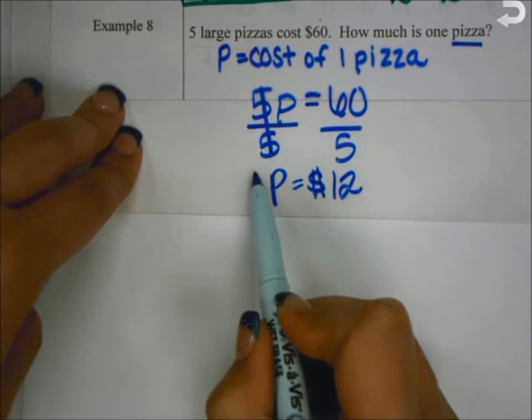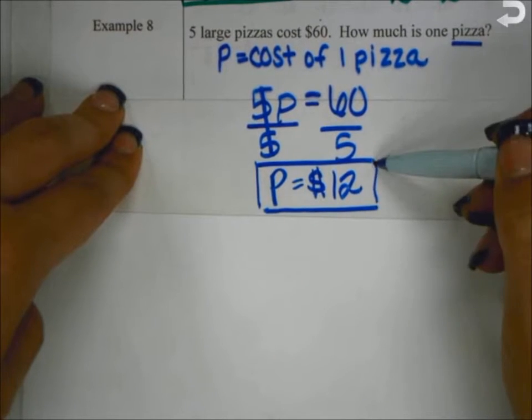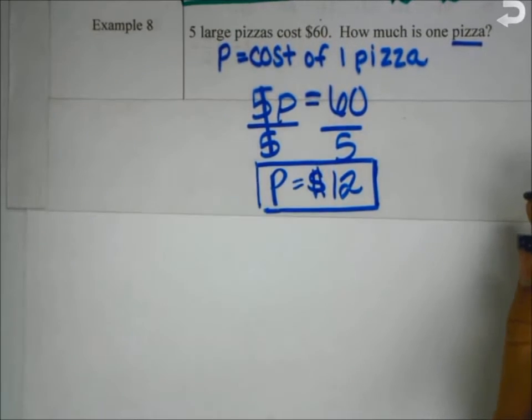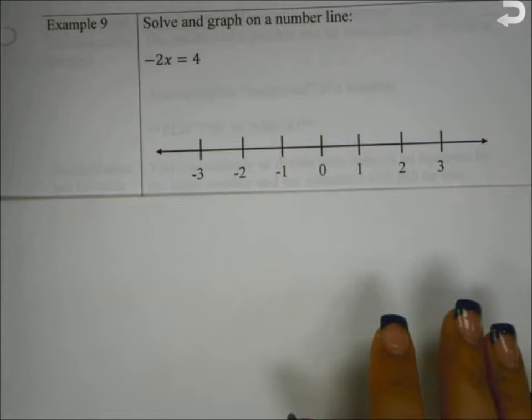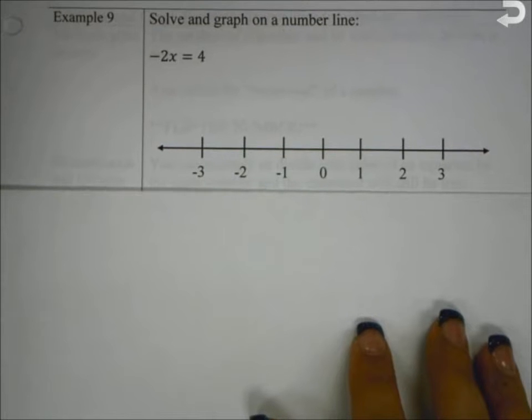We have example 9 now. I want you to solve this and graph on a number line. And these number lines are correct because I drew them myself. Okay?